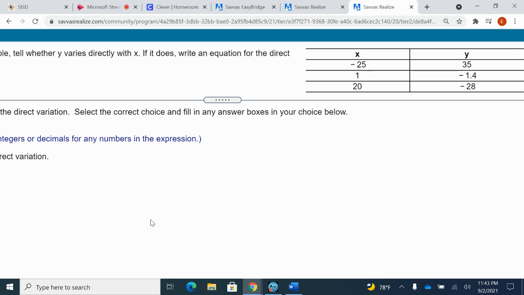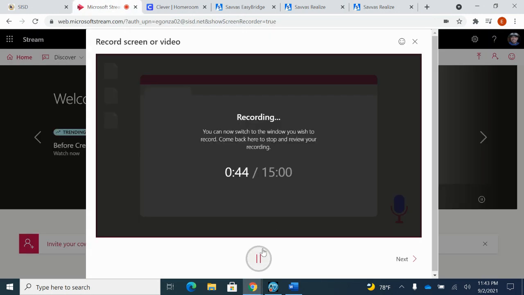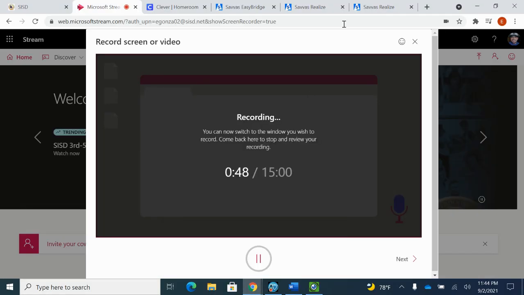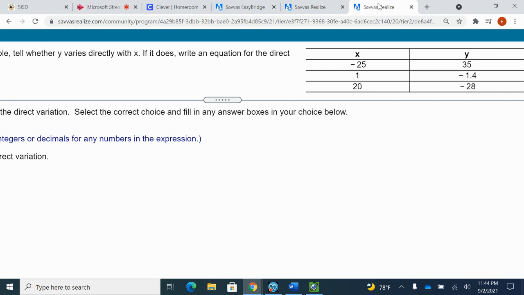write down the table that was given to me. So we needed our table. I'm going to copy my table first of all. I'm given x and y. I am copying it on a piece of paper. Negative 25, 35, 1, negative 1.4, and lastly 20 and a negative 28.